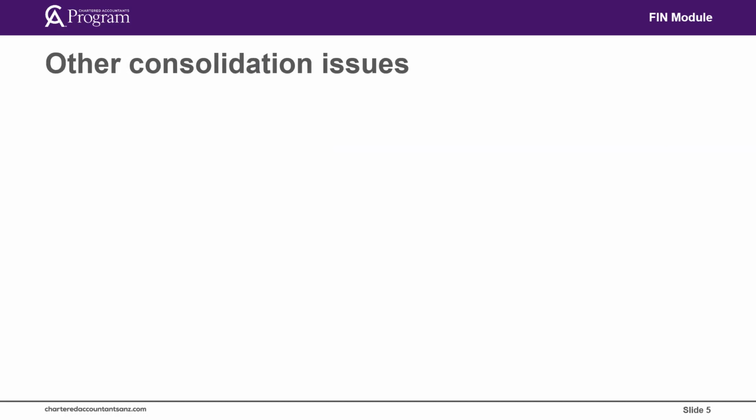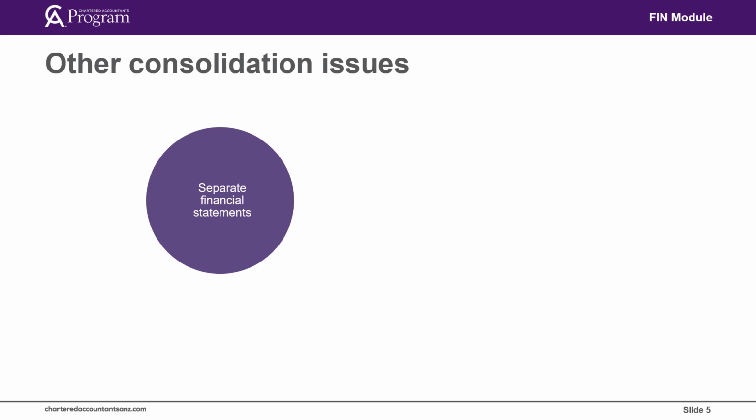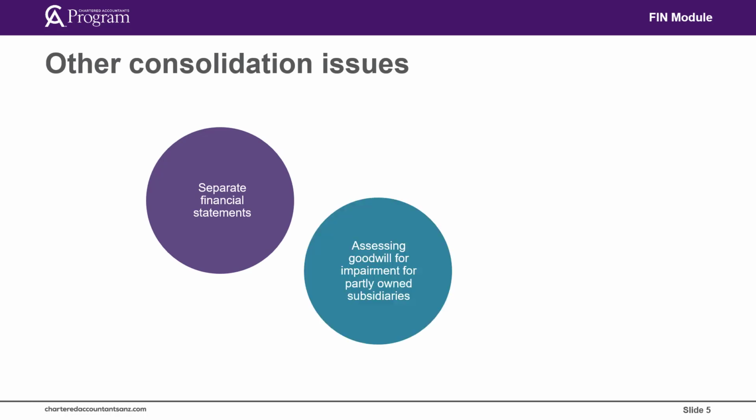The remainder of the unit covers some other issues you may come across in a consolidation. These include preparing separate financial statements, assessing goodwill for impairment for partly owned subsidiaries, and consolidating a foreign subsidiary. Make sure you read through the examples in the CSG to understand these concepts. We hope you found this overview helpful. Make sure you watch the other more detailed consolidation videos and work through the embedded examples in the CSG and the worked examples so that you are able to master all the different types of consolidation journal entries.